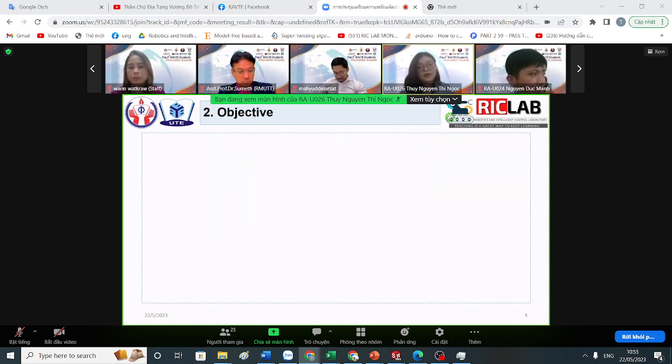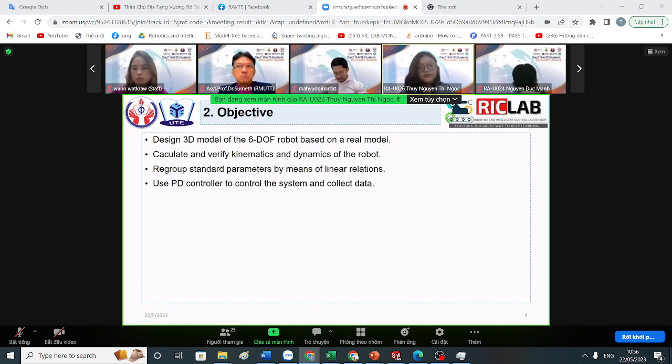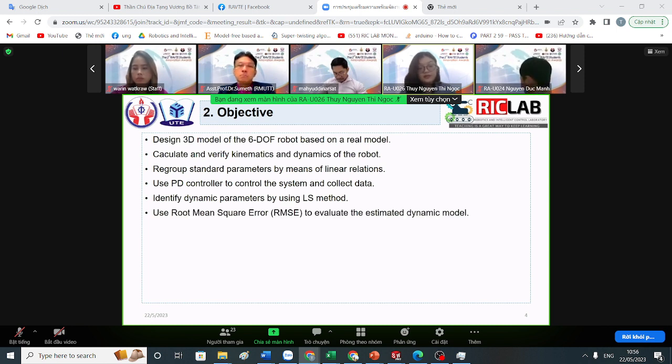The aims of our study are to design the 3D model of the 6-DOF robot based on a real model, calculate and verify kinematics and dynamics of the robot, regroup standard parameters by means of linear relations, use a PD controller to control the system and collect data, and identify dynamic parameters by using the LS method. And finally, we're eager to evaluate the estimated dynamic parameters.